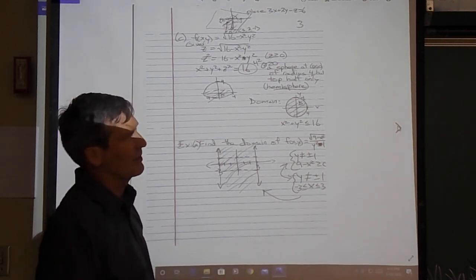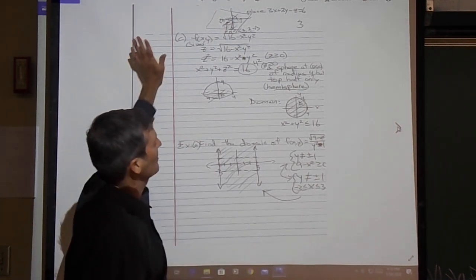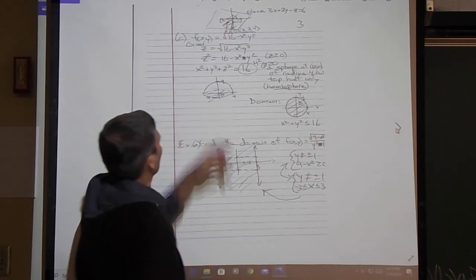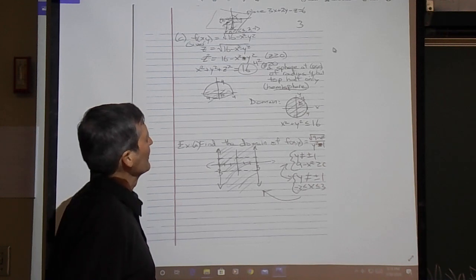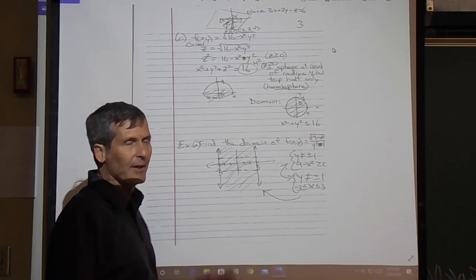I'm not expecting great drawings of these. I just want you to know to draw something flat and perpendicular to this direction, right? So, I'm not going to be picky on the drawings, but you want to be able to have an idea what's going on in your head.